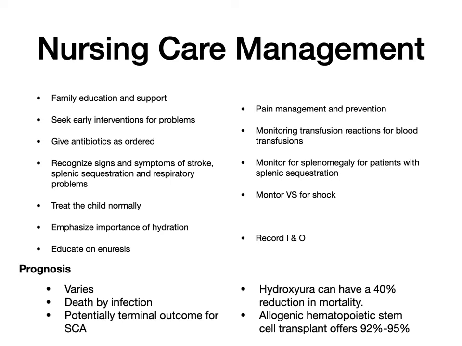Nursing care includes family education, seeking early interventions, antibiotics, recognition of signs and symptoms, treating the child normally, emphasis on hydration, education on enuresis, pain management, monitoring for transfusion reactions, for splenomegaly, vital signs for shock, and recording inputs and outputs. The prognosis can vary. Death can happen by infection, a potentially terminal outcome for SCA. Hydroxyurea can give a 40% reduction of mortality, and allogeneic hematopoietic stem cell transplant offers a 92 to 95% survival rate.